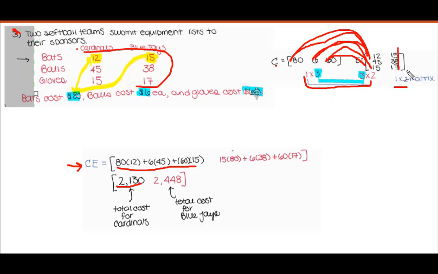Ditto for the first row by the second column, and we have that calculation there. We get 2448. So if you wanted to keep them separate, you would have $2,130 total cost required for the Cardinals, and the sponsors need to provide the Blue Jays $2,448.